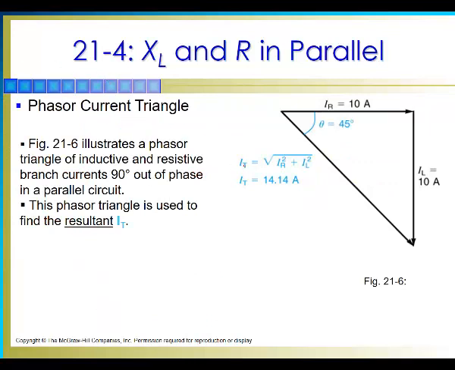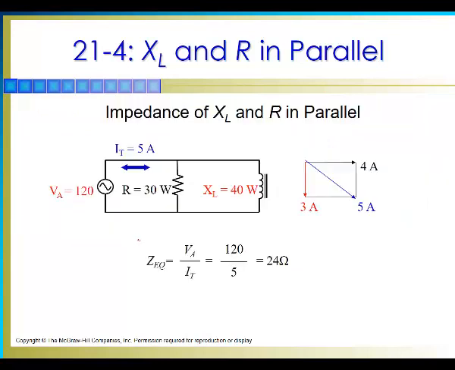This is the same thing to calculate the total current when we have the current on the resistor and the current on the inductor. We have to use the Pythagorean theorem, because we cannot add algebraically. We cannot add 10 plus 10. We have to do it like adding phasors or vectors, and that would be the distance that is equivalent to this current plus this other current.